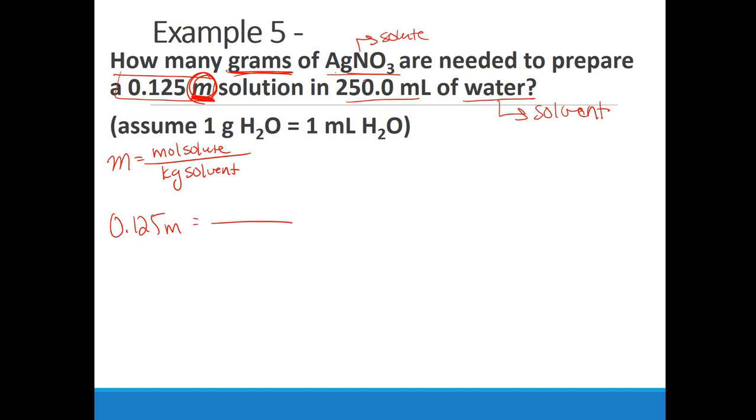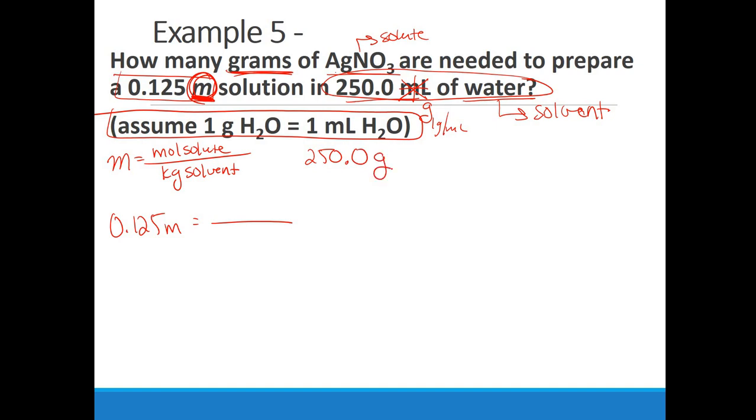All right, and then we know that we're given information on our solvent, our water. So we know we're given 250.0 milliliters. Well, we need that in kilograms. So we need to remember the density of water is 1 gram per milliliter. So we can cross out milliliter and replace it with grams. So 250 milliliters is the exact same thing as 250 grams. Still not in the correct unit, but now we can just divide that by 1,000. And that would give us 0.2500 kilograms. So we can plug that in.